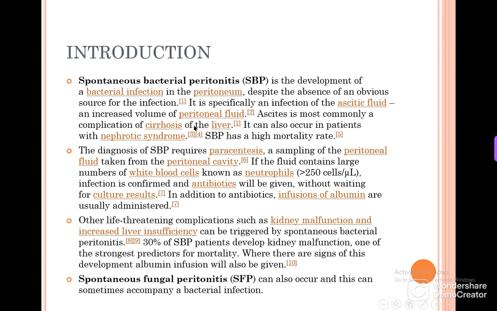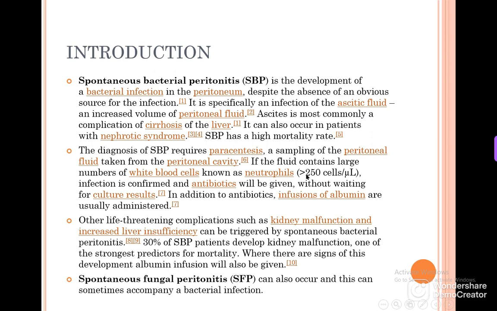Another point is that those people who have developed spontaneous bacterial peritonitis can afterwards develop tuberculous peritonitis. This is another study which has been proved in Pakistan and in India. The diagnosis of spontaneous bacterial peritonitis requires paracentesis. It is not therapeutic, it is diagnostic paracentesis. A sample of the peritoneal fluid is taken from the peritoneal cavity, and if the fluid contains more than 500 WBC cells in total, or you count more than 250 neutrophils only, it is diagnostic.